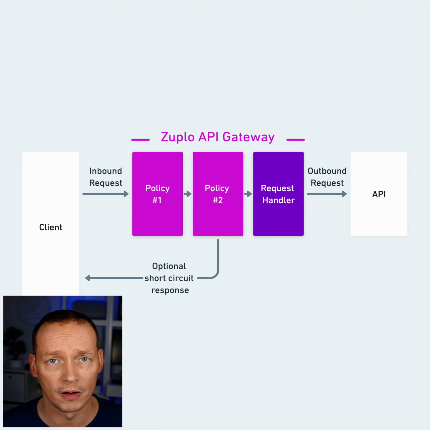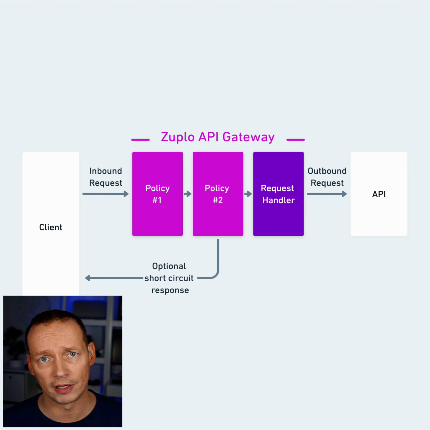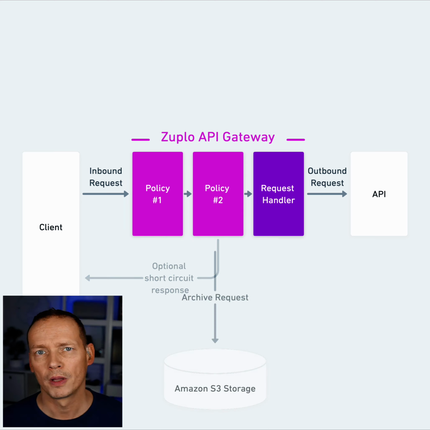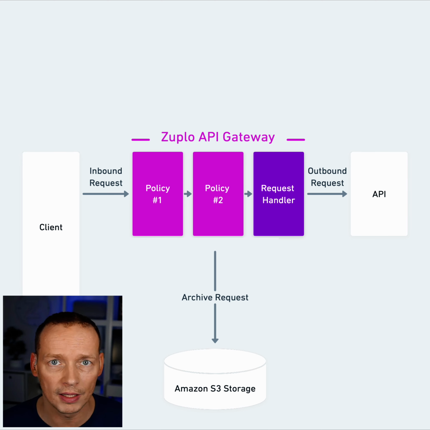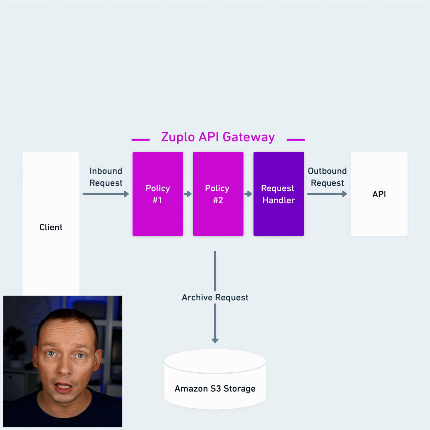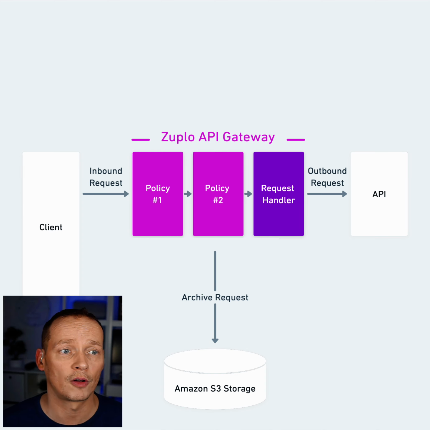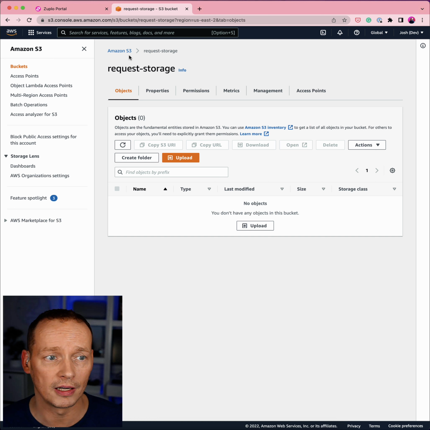That's what happens in our authentication policies often, where if you configure it that way, it will actually reject an invalid request with a 401 unauthorized. What we're going to do today is leave the request unscathed, but actually make a clone of that request and write it to S3 storage as an archive copy. So we're going to write it to this bucket here on Amazon S3 called request storage.